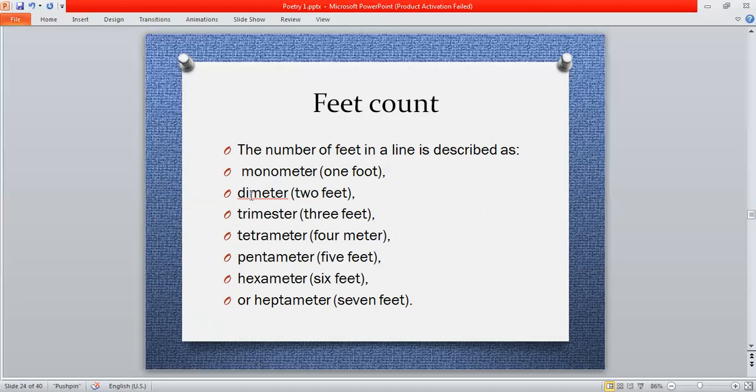di means 2. If it consists of 3 feet, then it's called trimeter because in Latin the prefix tri means 3. If the number of feet is 4, then the type of feet is tetrameter because tetra in Latin means 4. If it consists of 5 feet, then it's pentameter. 6 feet, hexameter. 7 feet, heptameter, and no more, because we cannot find a line of poetry which consists of more than 7 feet. It will be very, very long, and this is not accepted in poetry.